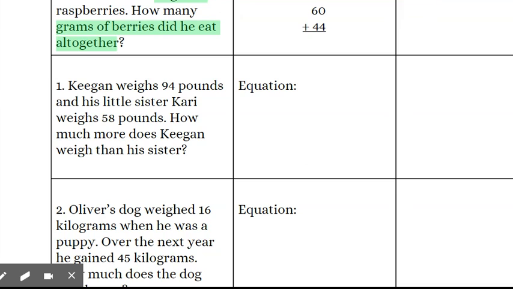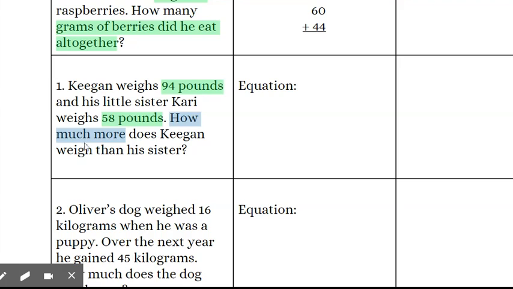Okay, so the first one we're going to do together is this story. Keegan weighs 94 pounds and his little sister Carrie weighs 58 pounds. How much more does Keegan weigh than his sister? Well, let's look at what we know. We know that he weighs 94 pounds. We know Carrie weighs 58 pounds, and we're trying to figure out how much more he weighs than his sister.